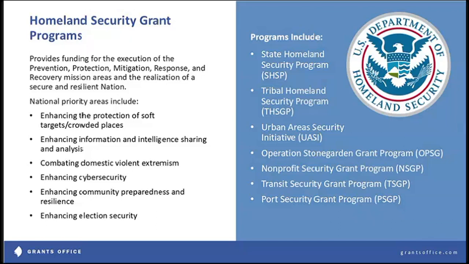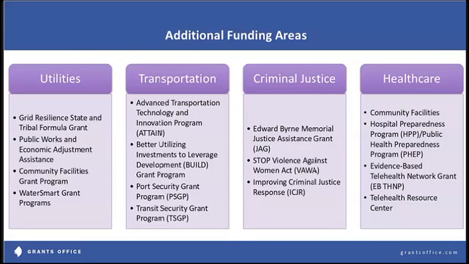But if you think about it, cybersecurity can be part of any grant application that's looking to fund technology. So if you're looking for body-worn cameras, if you're looking for a SCADA system, cybersecurity has to be part of that. So on the screen, you'll see some examples of some other funding areas, some grants that are out there for these different areas.